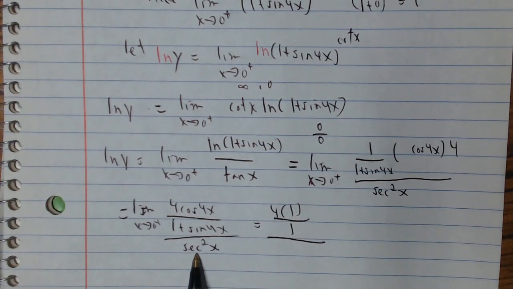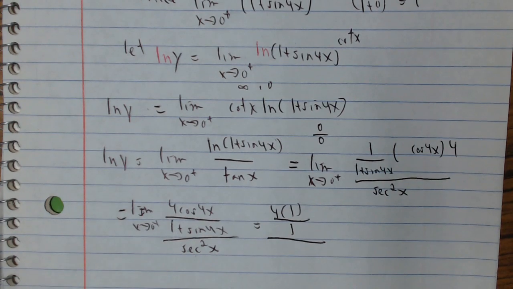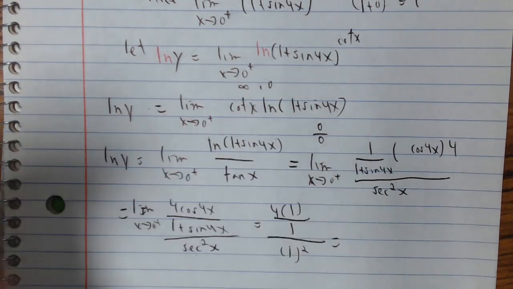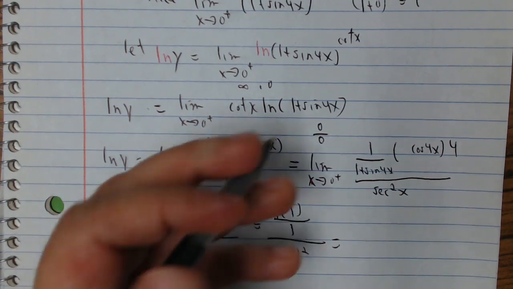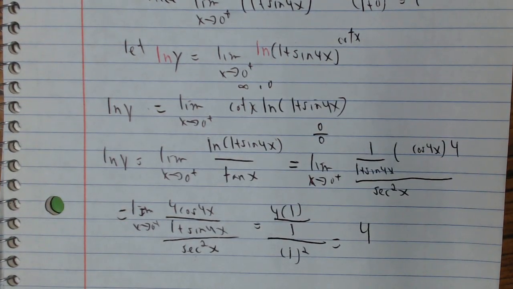Well, secant is the reciprocal of cosine, so if cosine of 0 is 1, secant of 0 is also 1, so this becomes 1 squared. So how nice is that, actually? So what do we get? 4 as our answer. But here's the thing. Here's a common mistake you could make. You might say, oh, my answer is 4. I'm done. Let's move on.